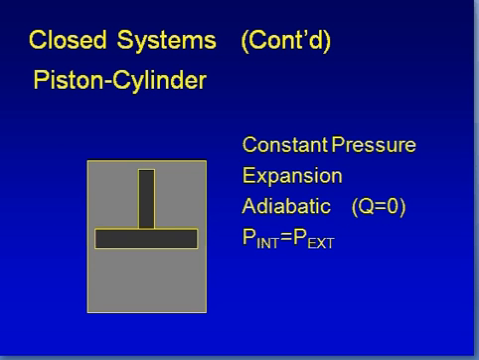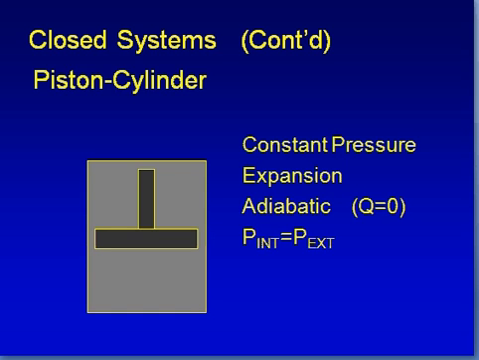Okay, let's first look at piston-cylinder devices. Let's first look in the piston-cylinder devices at constant pressure situations. So we have a constant pressure expansion of the gas or the fluid in this system, and we're going to assume that this is adiabatic for starters. So assume adiabatic means Q equals 0, and that's a word you're going to want to have memorized. Adiabatic, no heat coming in or out of the system.